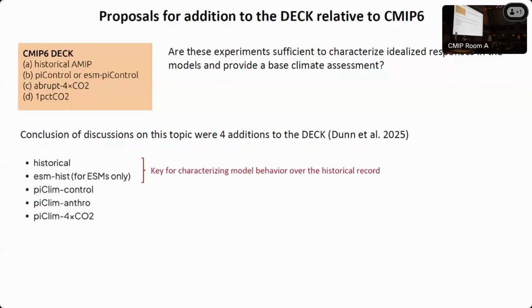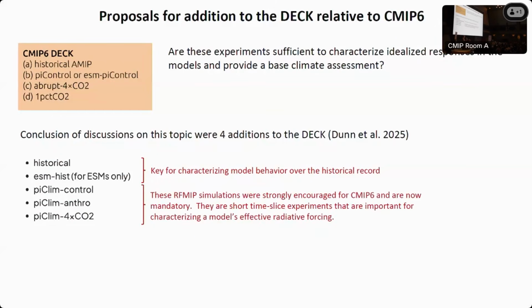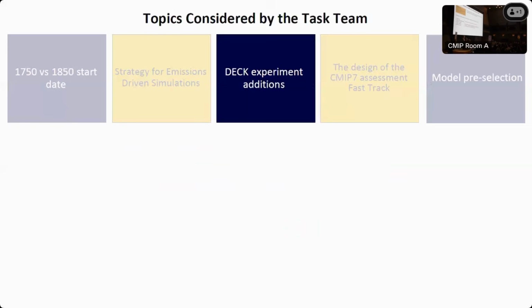So one of these, I know there's five things here, but these are kind of the same. The historical is obviously an important way to evaluate the models in their representation of historical climate. And then these three RFMIP simulations were strongly encouraged in CMIP6, and they are now mandatory in the DECK. These are short time slice experiments that are used for characterizing the model's effective radiative forcing.